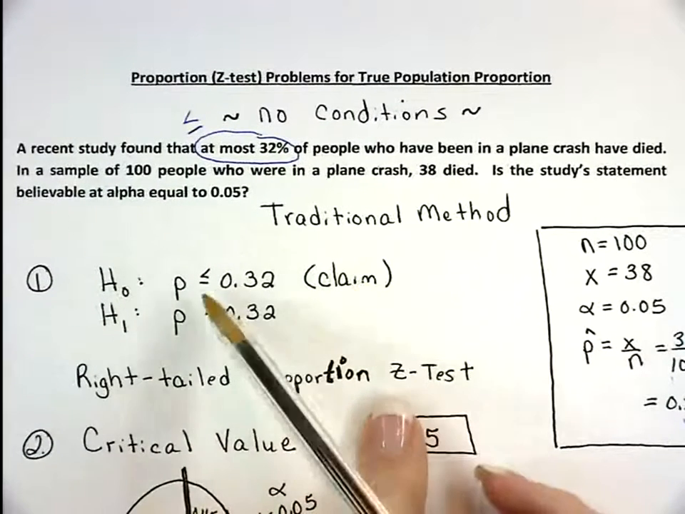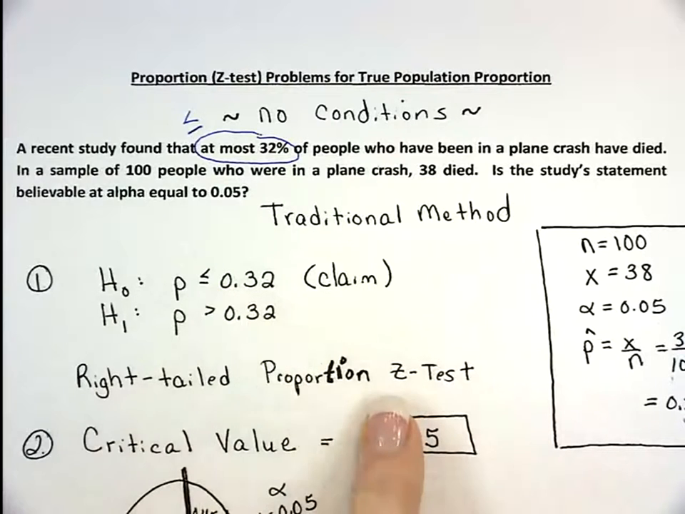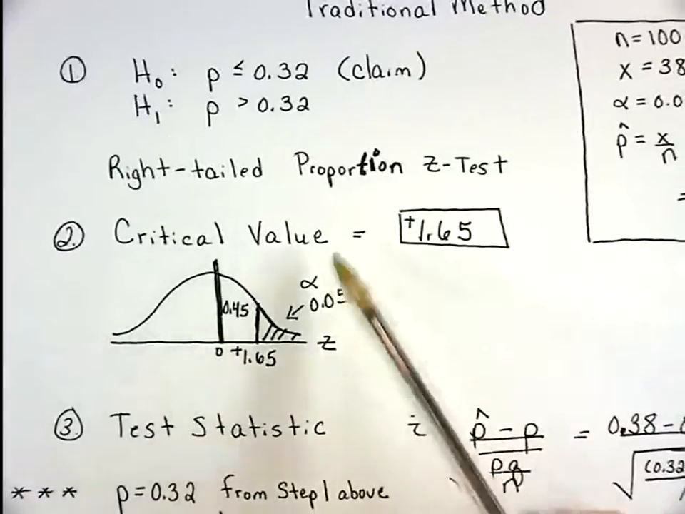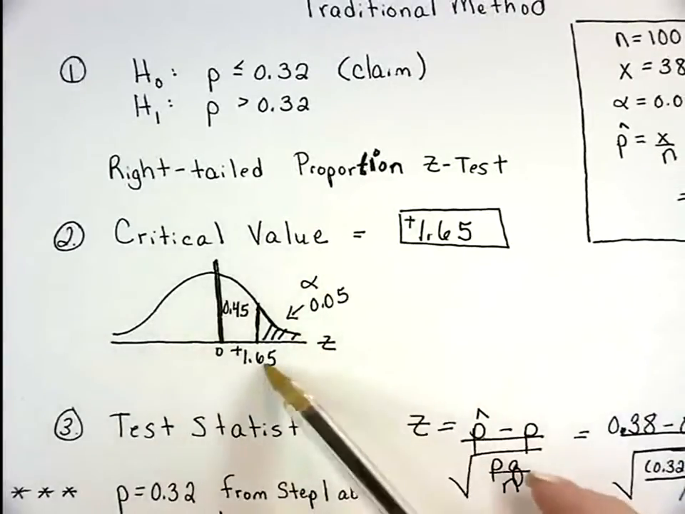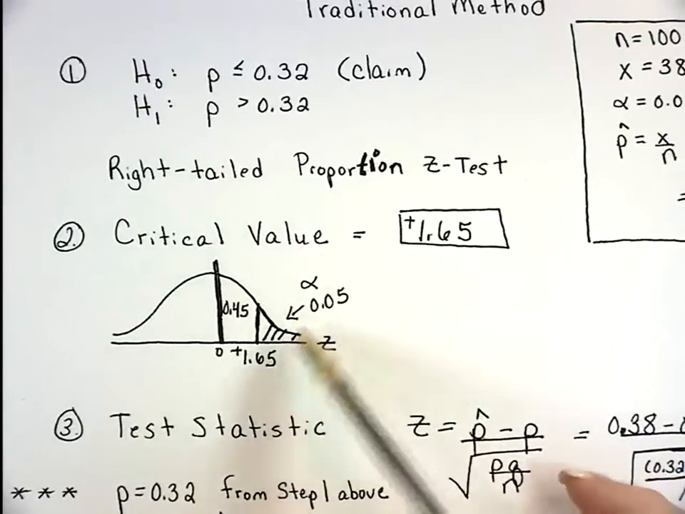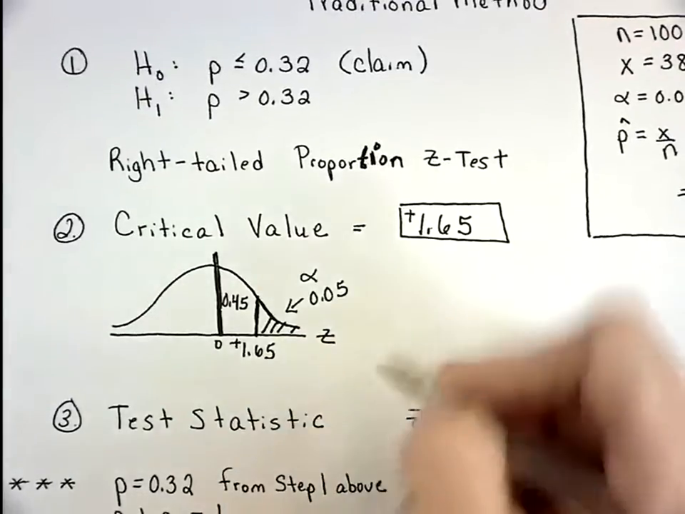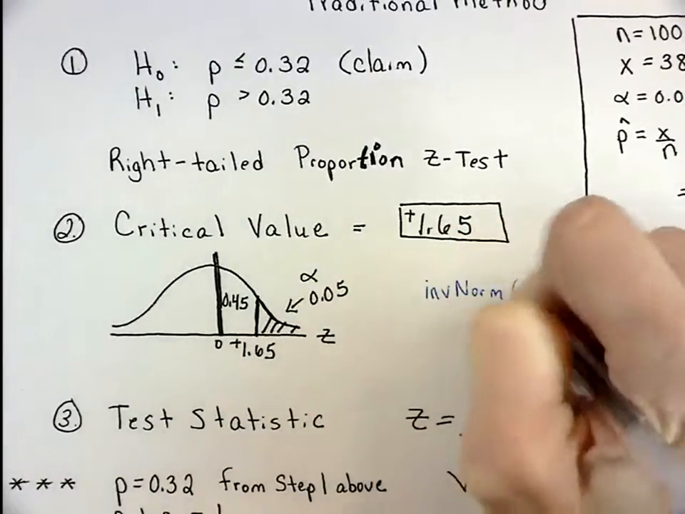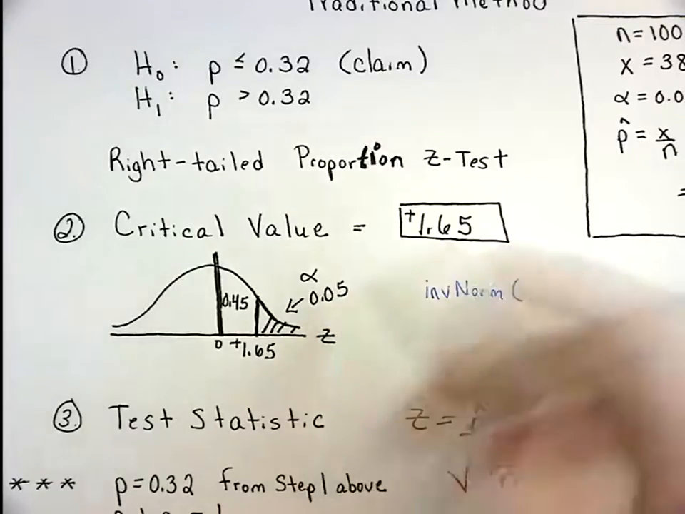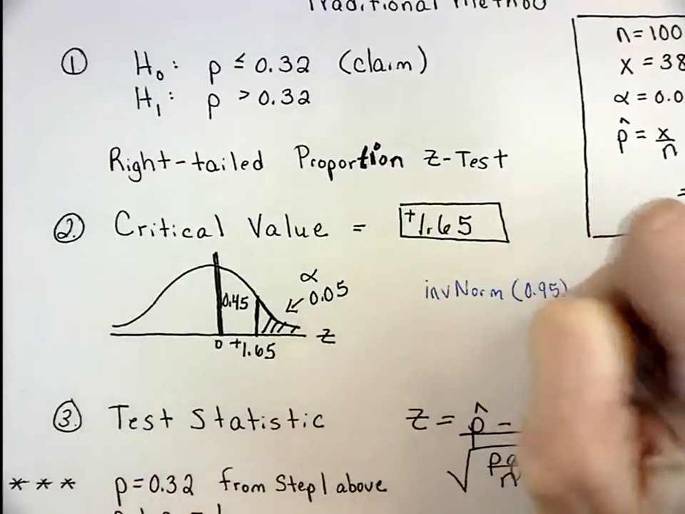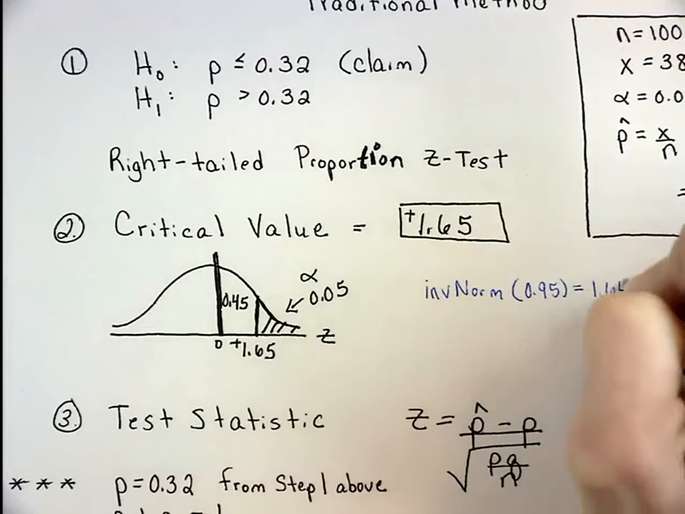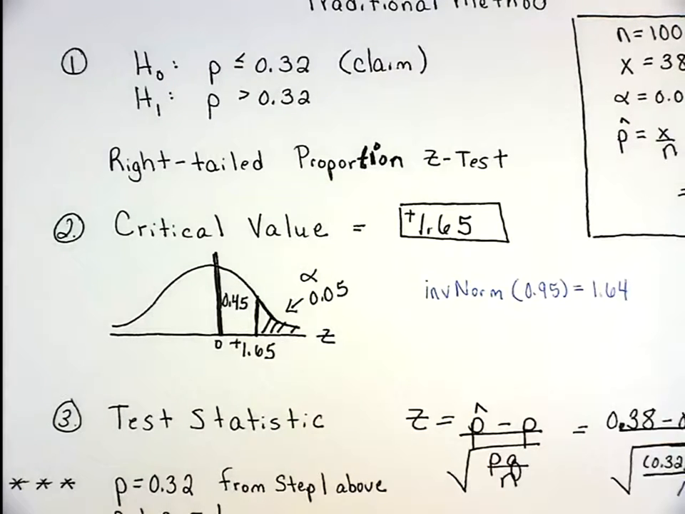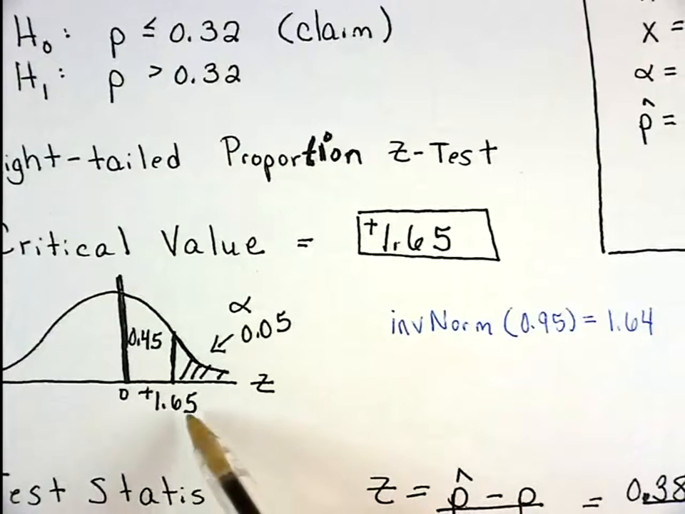The claim has to be the null because it says at most. And the alternative greater than points to the right. Therefore, when it comes to finding the critical value, you shade the right tail, and that is all of the given alpha, which is 5%. In this situation, you could do invert norm, and the area below that given alpha is 95%. You will receive a positive 1.64, but you should know that it would be a positive 1.65.